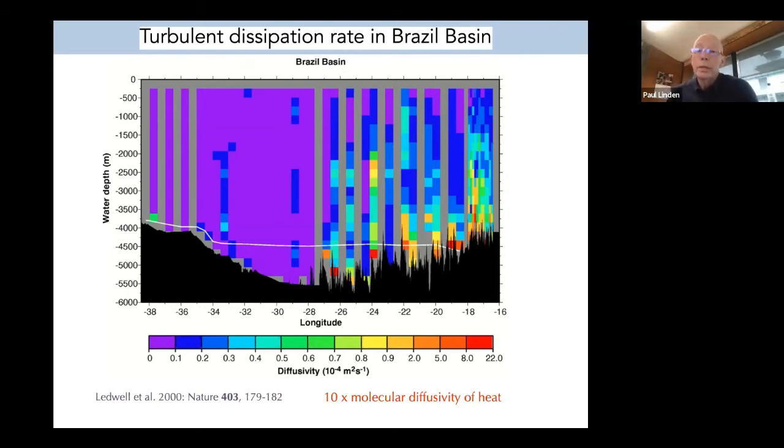Which is why I said that heat doesn't diffuse down. The rate would be far too slow. It has to do it at a rate which is at least 10 times faster than the molecular rate, and maybe 100 times faster in some circumstances. That suggests there's a turbulent process going on here that creates greater rates of mixing than you would expect just from diffusion. And we're going to discuss how that takes place as we go forward.